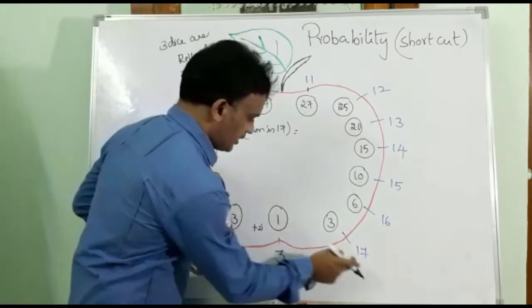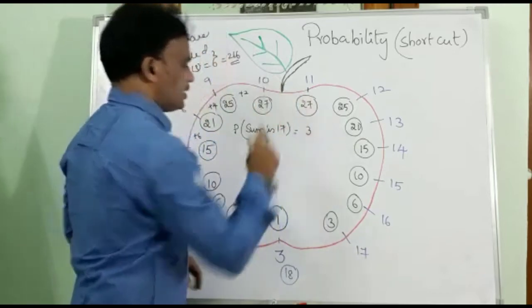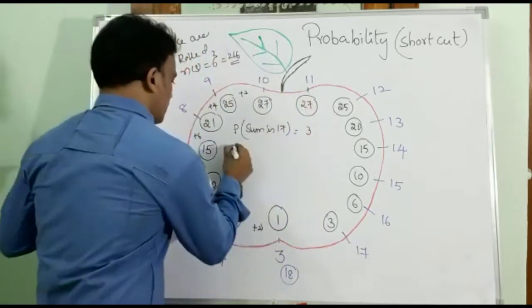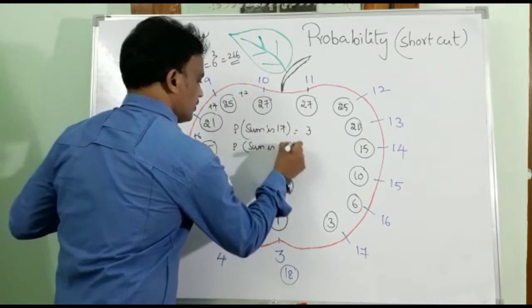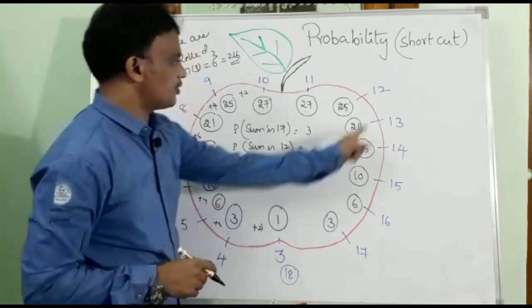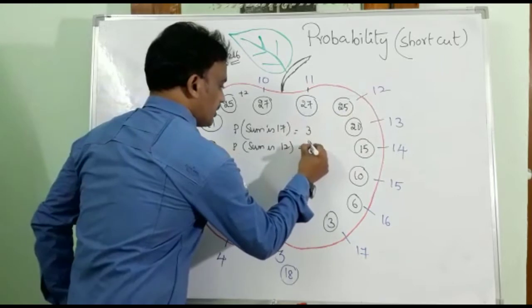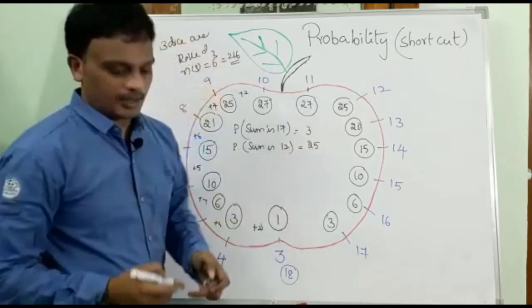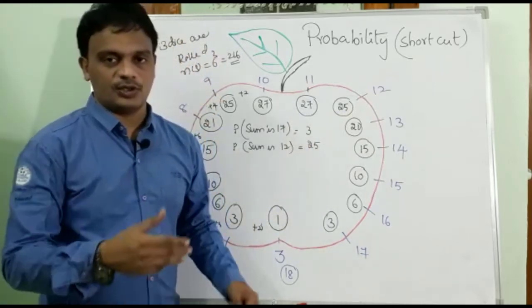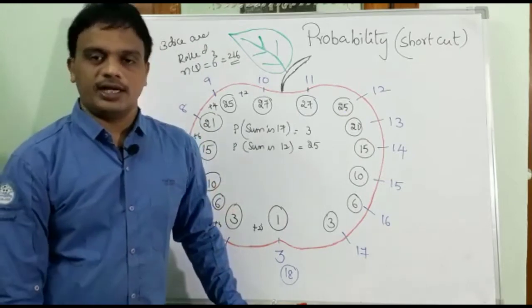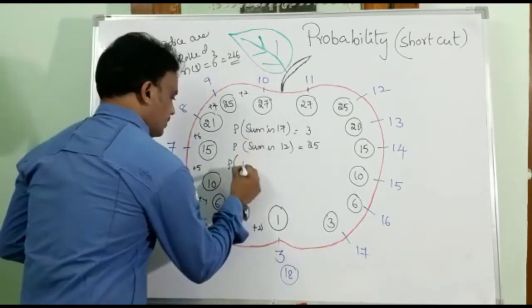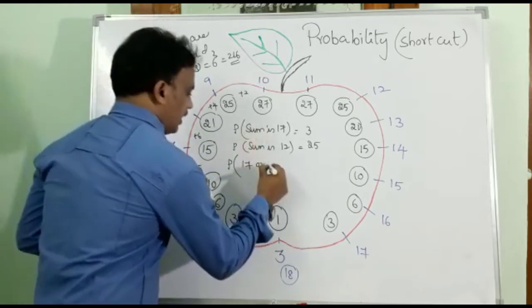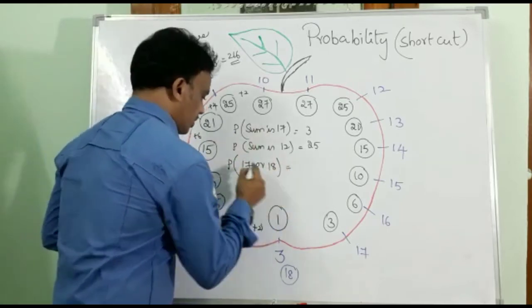Sum is 17. Yes, these are all the three possibilities. What is the probability of the sum is 12? The sum is 12, there are 25 possibilities. Okay, they may not ask directly, so they will give that problem by using our addition rule. So what is the probability of getting the sum is either 17 or 18, like this.